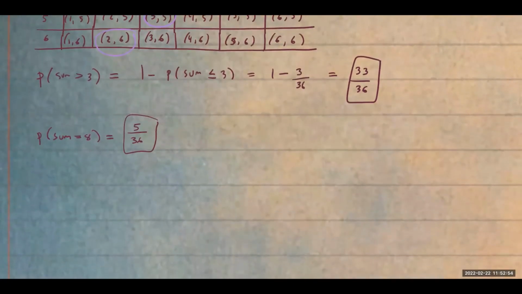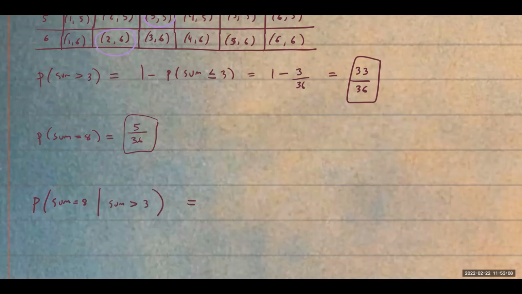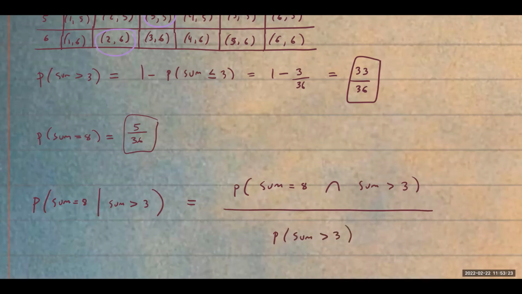So we are looking for, let's define events, the probability that the sum is 8 given that the sum is greater than 3. So we're looking for the probability that the sum is 8 and the sum is greater than 3, divided by the probability that the sum is greater than 3. I didn't introduce A and B to define my events. I just put them in a symbolic way, but hopefully you introduce them to make it simpler for yourself.